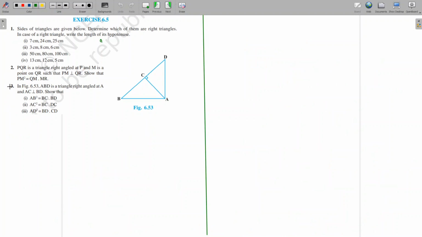Now question number 3. In figure 6.53, ABD is a triangle, right angle at A, and AC is perpendicular to BD. We have to prove these 3 parts. So let us do the first part. Solution 3, first part: AB square equals BC into BD.